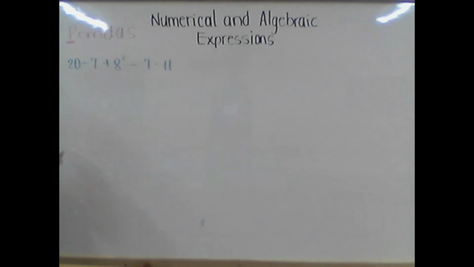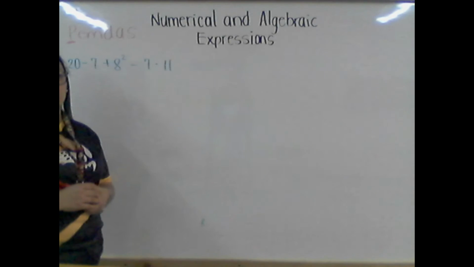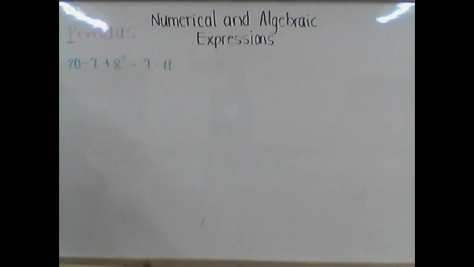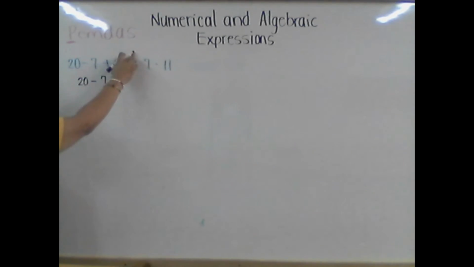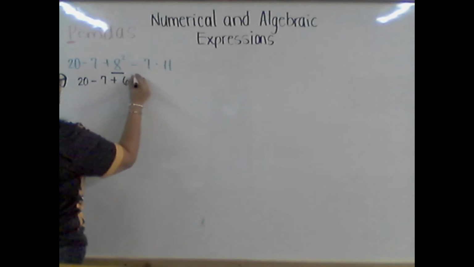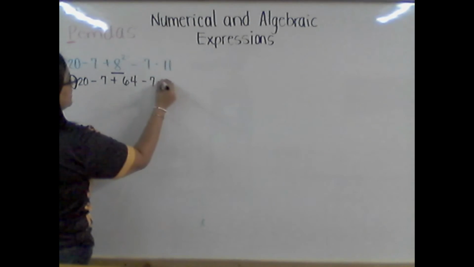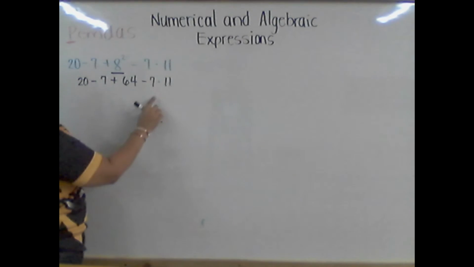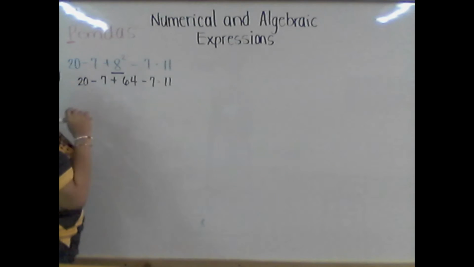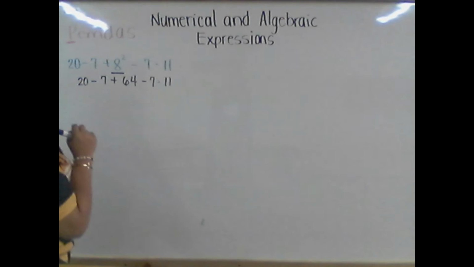So next we have to look for exponents, and there is one exponent here. So this is the first thing we will simplify, and we are going to copy everything else. So that's going to be 20 minus 7 plus 8 squared is 64 minus 7 times 11. Remember that multiplication can be represented by the suspended dot or by a parenthesis.